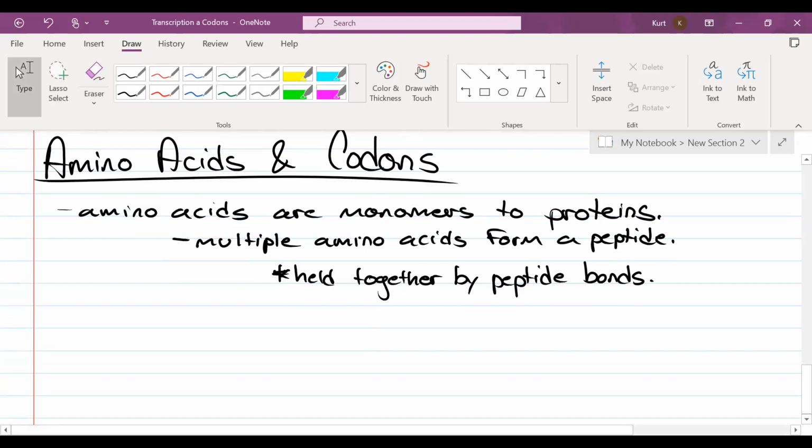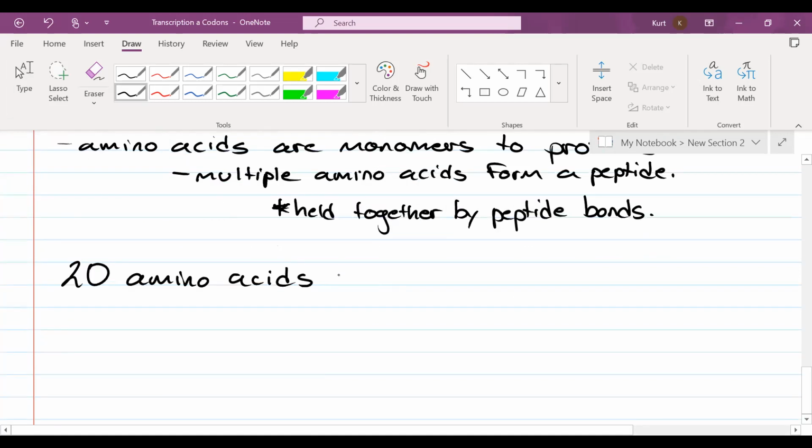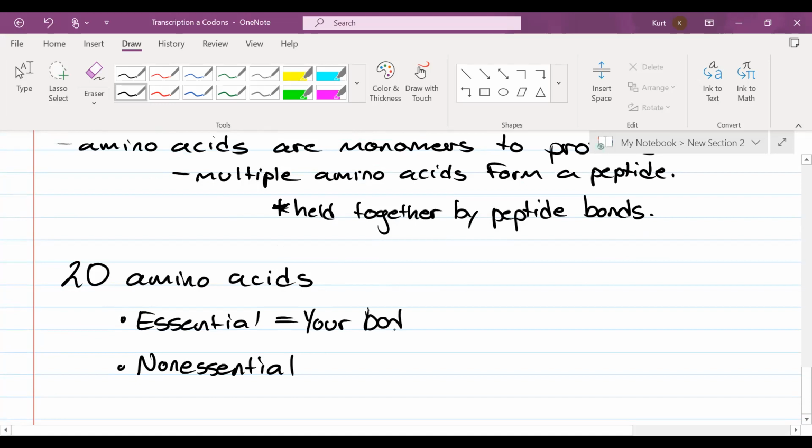Do you remember how many amino acids there are in nature? Good. There are 20. There are 20 amino acids in nature. There's basically two classes. There's essential amino acids and there's non-essential. Essential means that your body cannot make them. So how are you supposed to get them in your body? Yes, you must eat them.